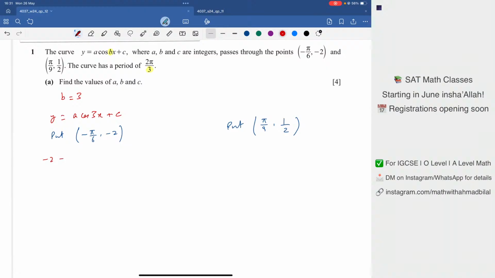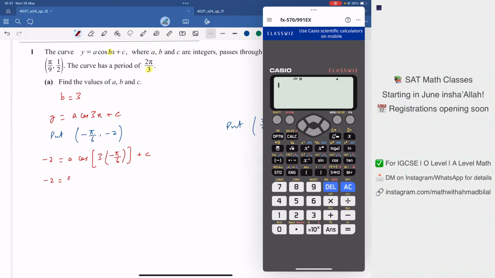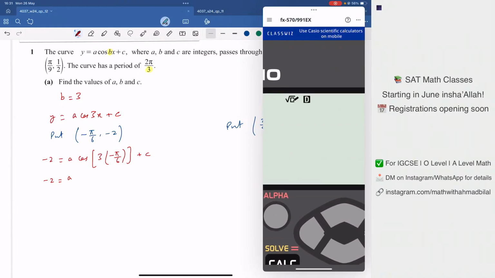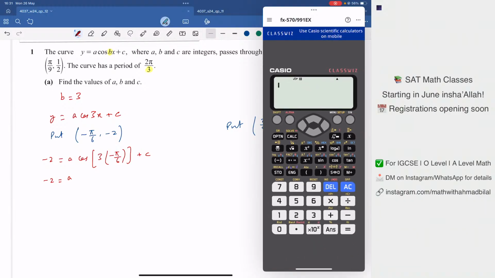So this gives us minus 2 equal to a cos of 3 into minus pi over 6 plus c. Now you can just input this in your calculator directly and see what that gives you. Cos of, make sure your calculator is in radian mode. First of all, you have to be careful about this. Look at the top of the screen. It says D here right now. It should be R. Let's change it to that. Angle unit has to be radian. Now let's input that in our calculator. Cos of minus pi over 2. Let's see what that turns out to be.